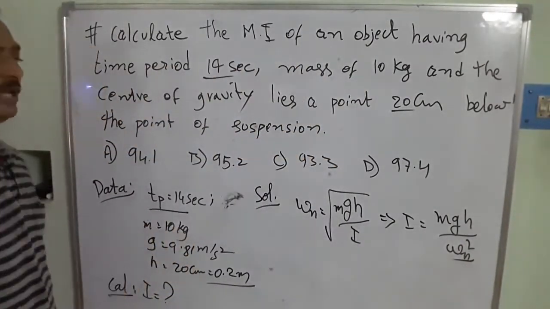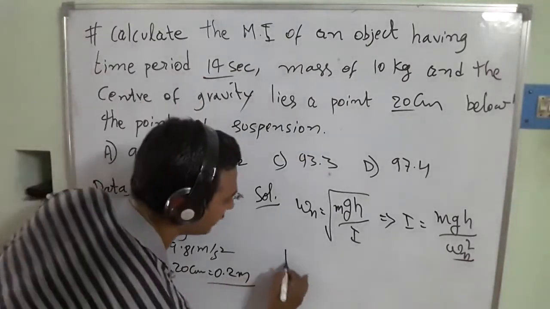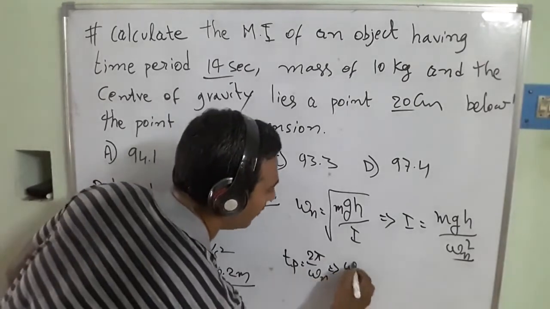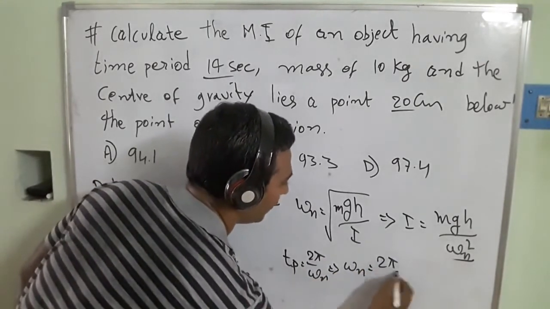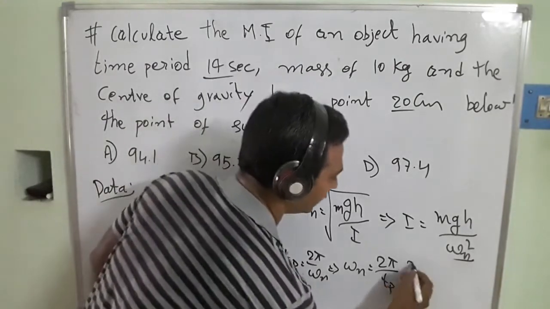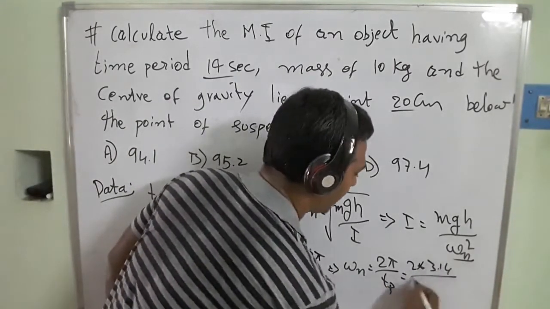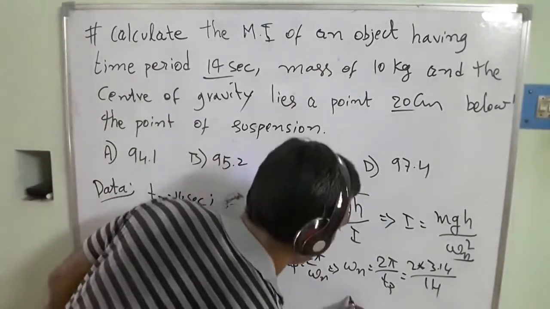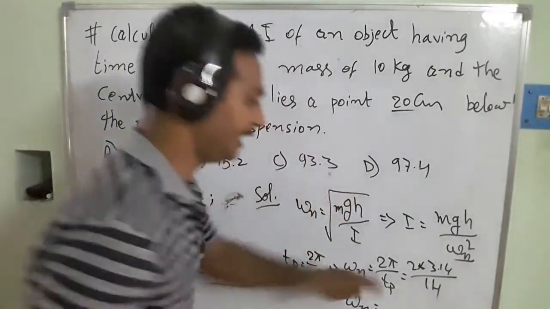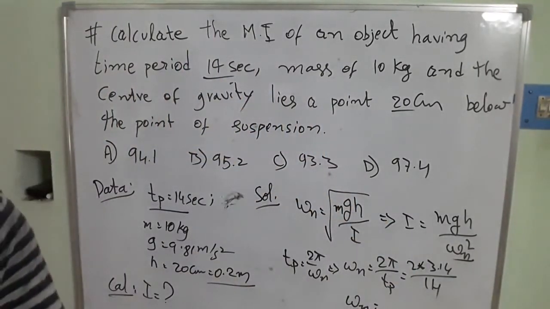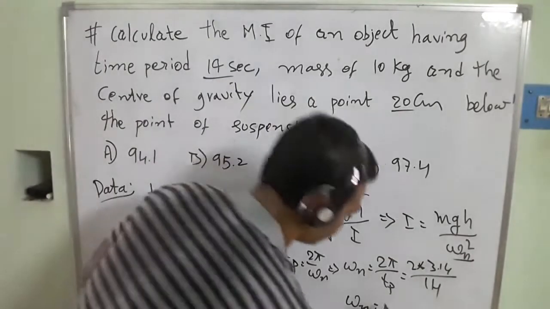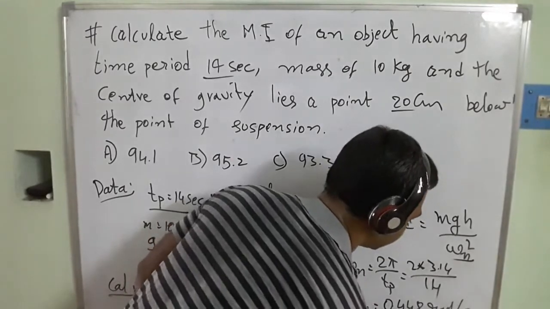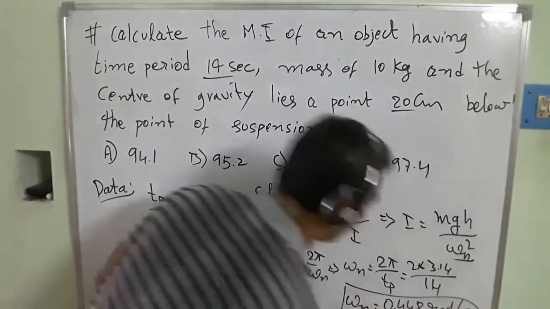But how do you calculate omega n? We can calculate it from the time period. The time period Tp is equal to 2 pi by omega n. So omega n is equal to 2 pi by Tp. Suppose the time period is 14 seconds, then omega n is equal to 2 into 3.14 by 14. How much are we getting here? 0.448 radians per second, we got it. So this is the omega n value.